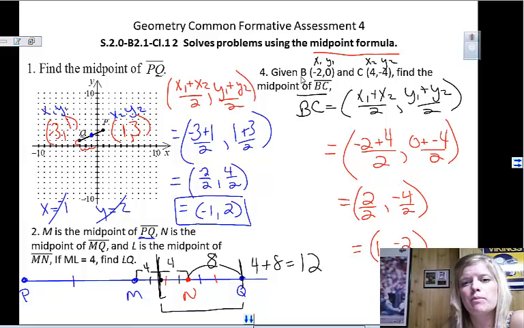So that is the middle of B and C. If I had to draw a picture, hopefully the middle would be pretty darn close. Well, it shouldn't be pretty darn close. It should be awesome. Alright, one more.